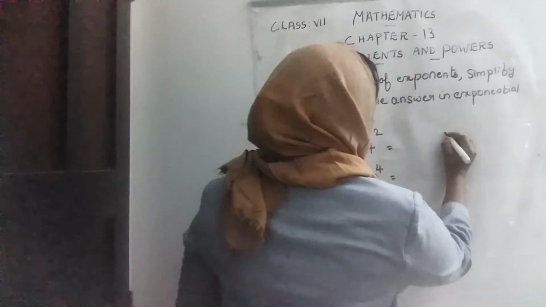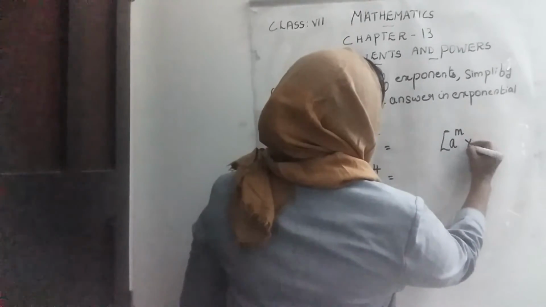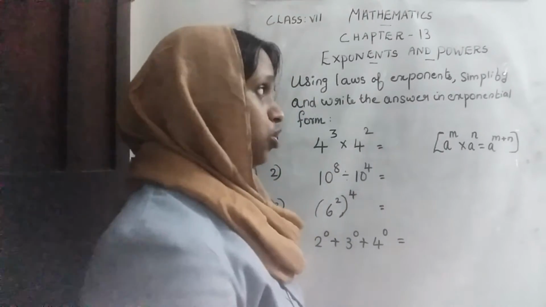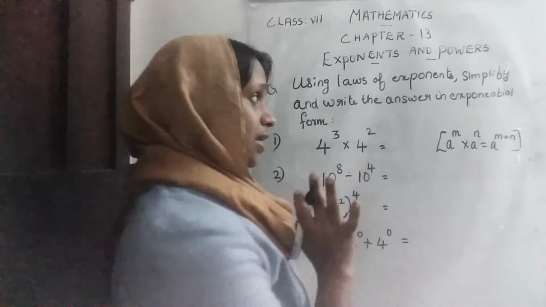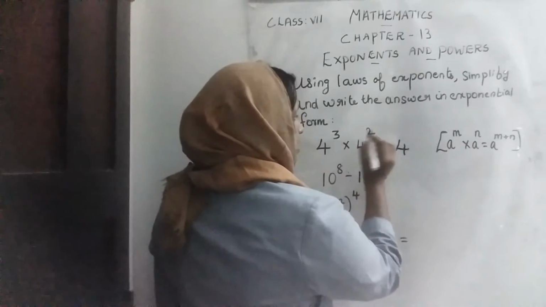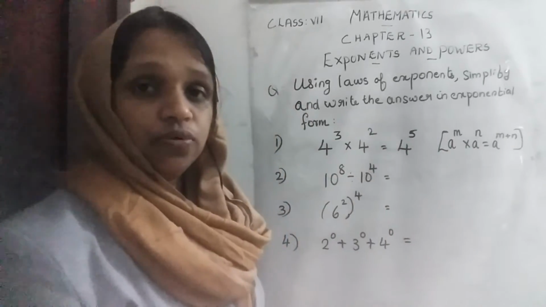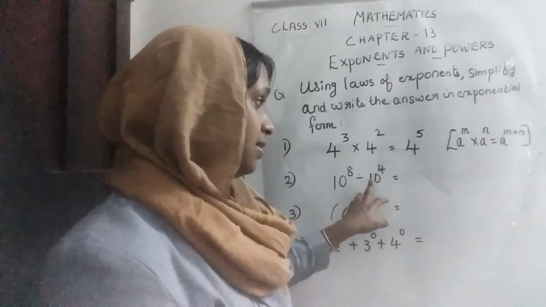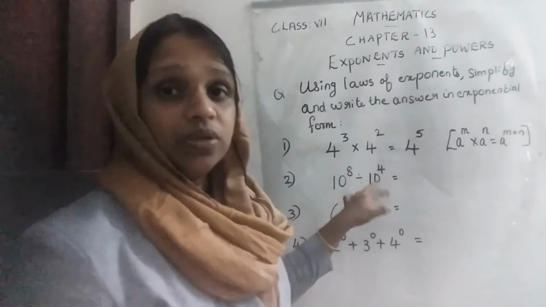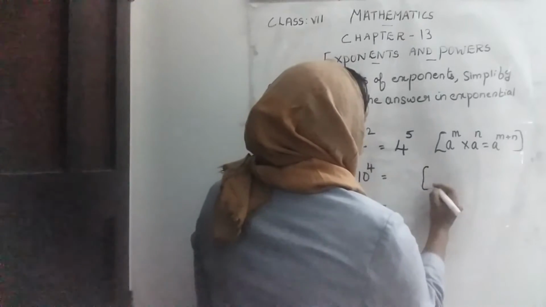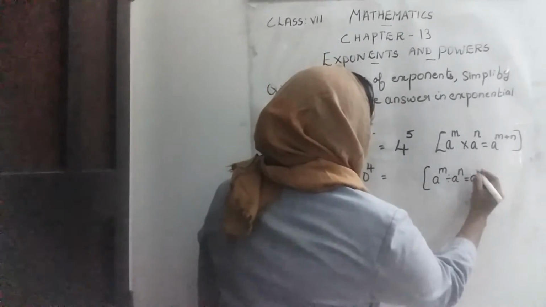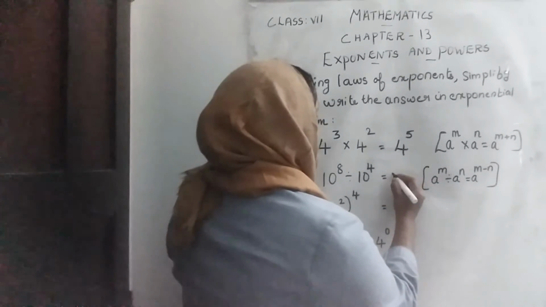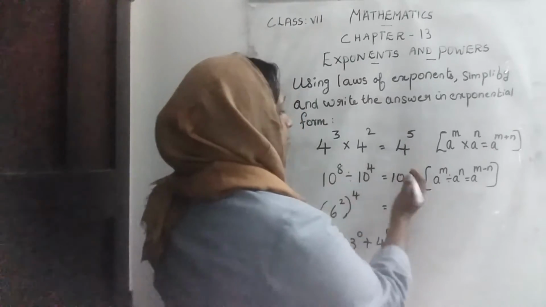That means a raised to m into a raised to n equals a raised to m plus n. So that is 4 raised to, we add this, 4 raised to 5. Next is 10 raised to 8 divided by 10 raised to 4. Here also the base is the same and the symbol is division, so we subtract. That means a raised to m divided by a raised to n equals a raised to m minus n. So here 10 raised to 8 minus 4, which is 10 raised to 4.